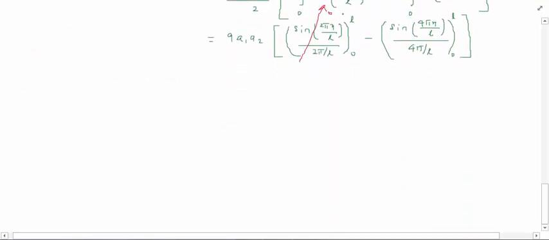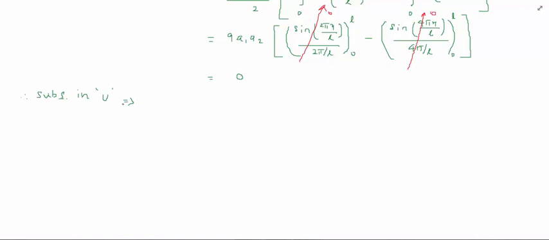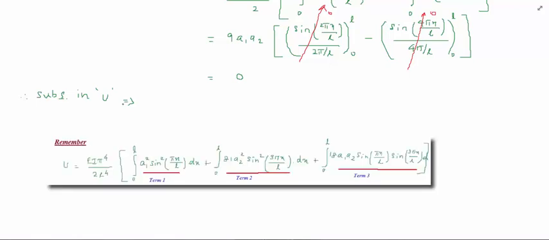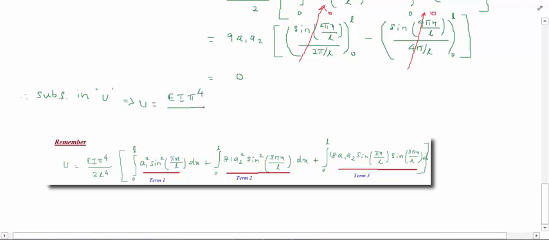So now this whole term will become 0, right? Because sin 2π and sin 4π will be 0, so the whole term is 0. Now we have to substitute all these values into this equation, right? Term 1, term 2 and term 3, we found out the values, right?